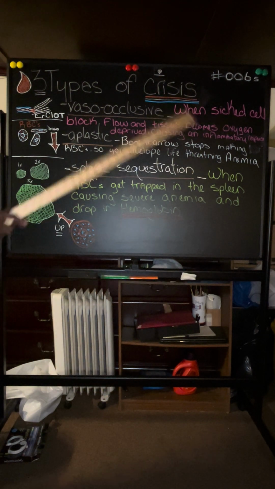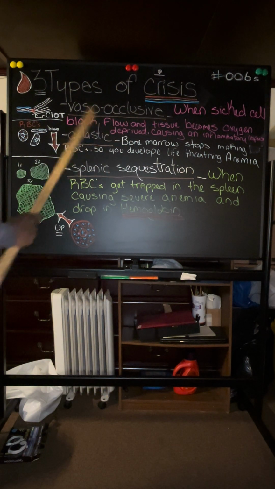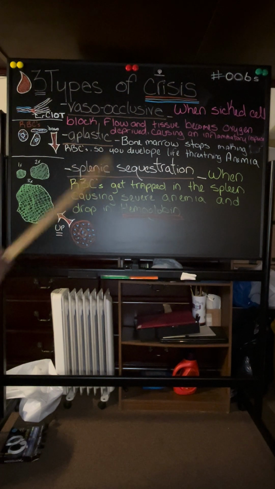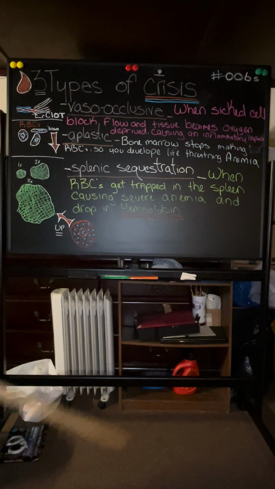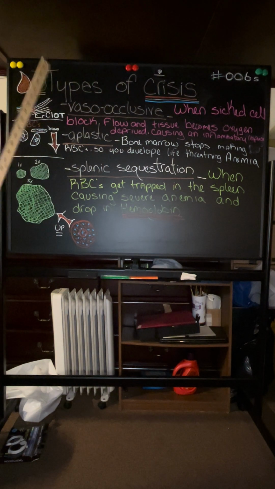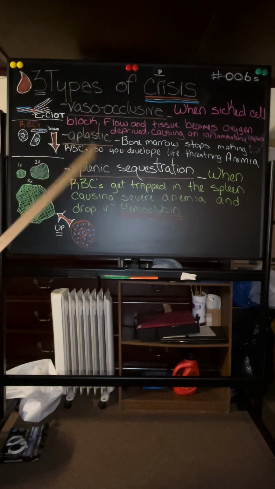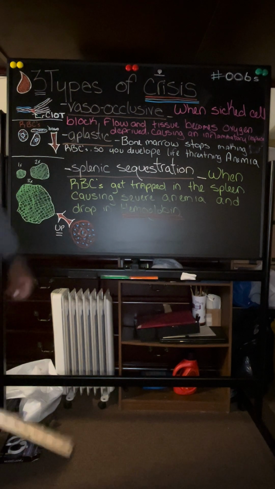So you've got 3 different types of crises: vaso-occlusive crises, aplastic crises, splenic sequestration crises. You probably see most vaso-occlusive crises. That's just when we're just in pain.